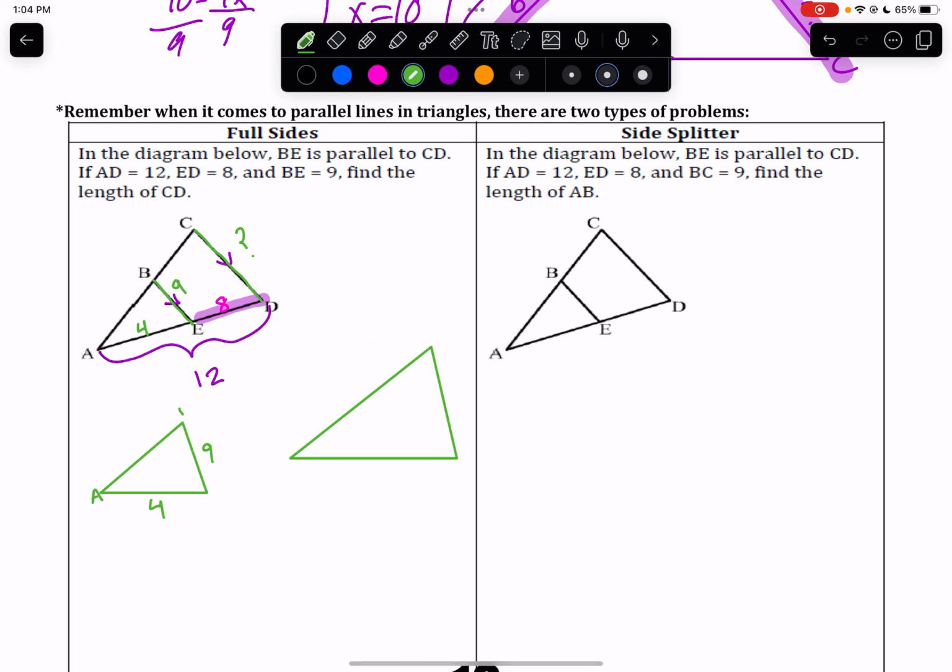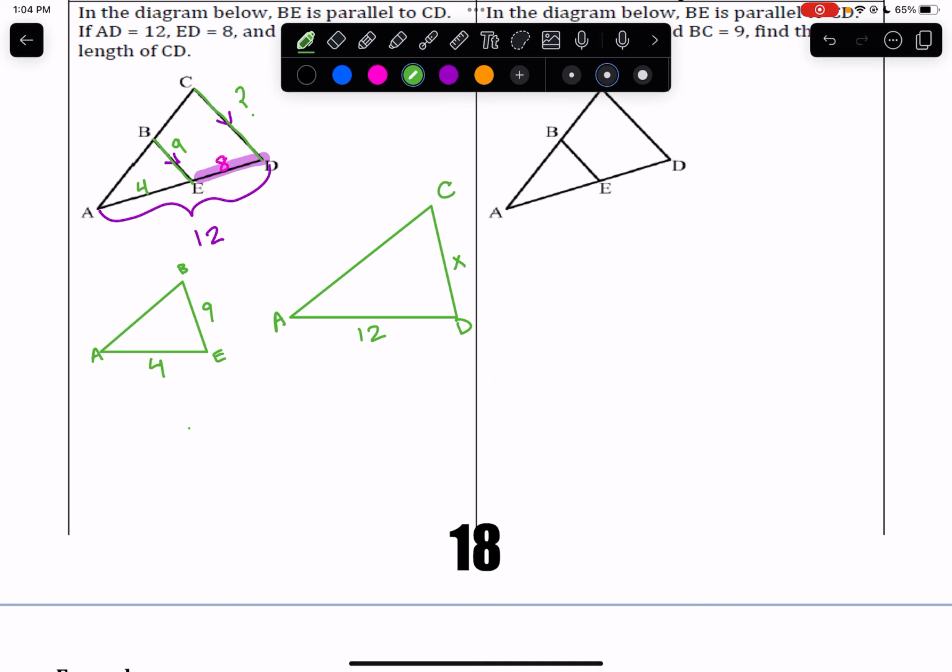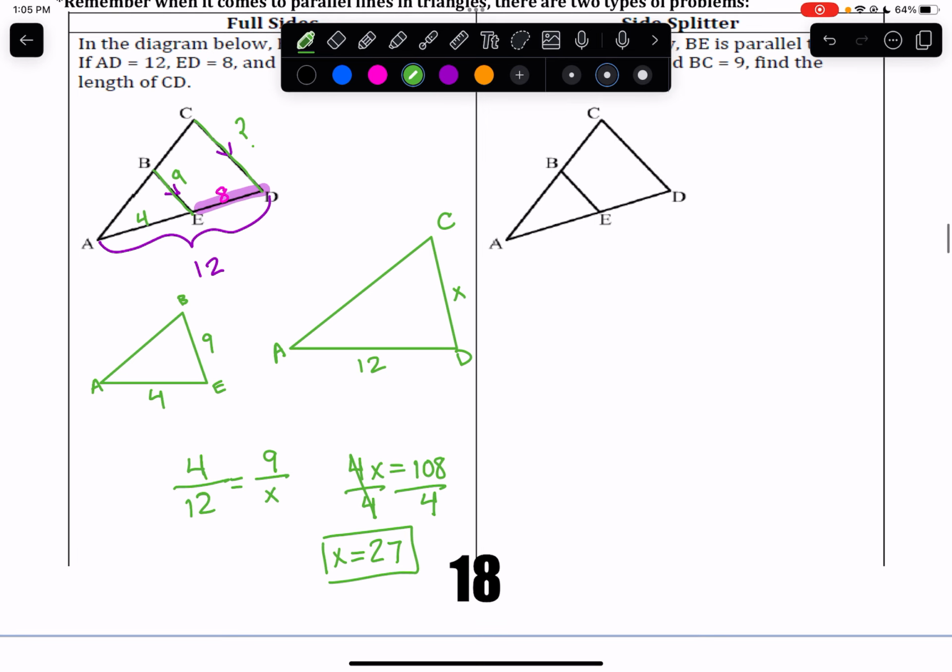right? Because this is A, B, E, and this is A, C, D. And since these two triangles are similar, we will now be able to set up our proportion 4 over... so x will be equal to 27.